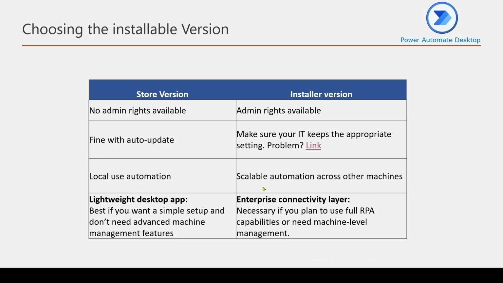Whereas if you are scaling up your automation across different machines and VDIs, you can go ahead with the installer version. Store version is lightweight because just the desktop application is installed. The machine runtime is not installed. So if you want a simple setup and don't need any machine management capabilities, you can go ahead with the store version. Whereas if you have enterprise level automation and if you need the full RPA capabilities with machine level management, then you can go ahead with the installer version.